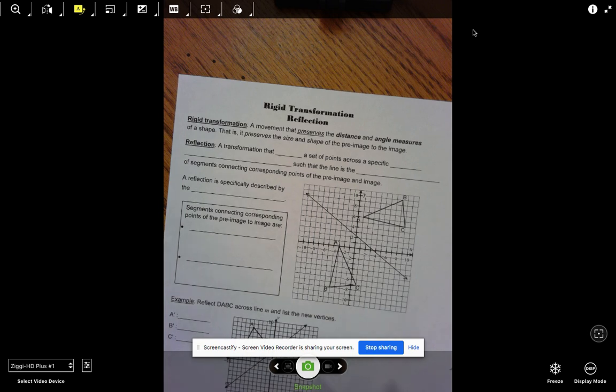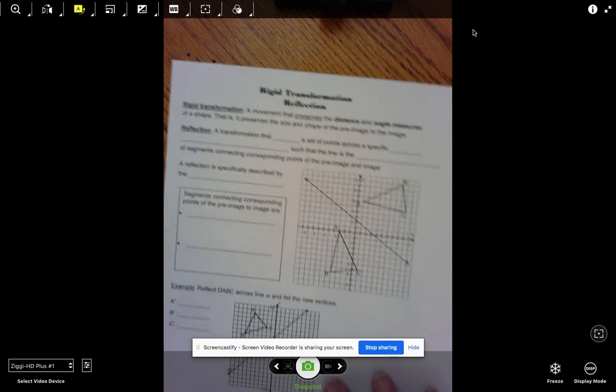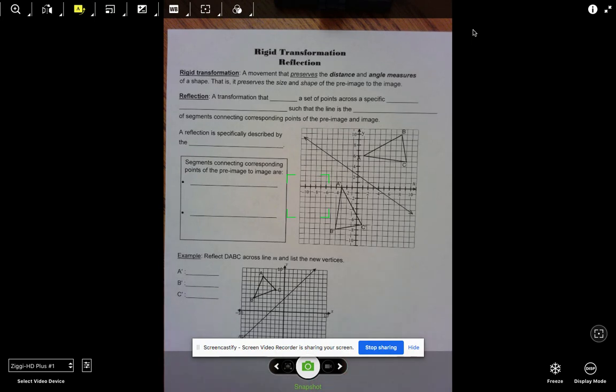So we're going to do the reference book entry for reflections. And remember that a reflection is a rigid transformation, and that means that it preserves the distance and the angle measures of a shape. So the shape itself from the pre-image to the image does not change.